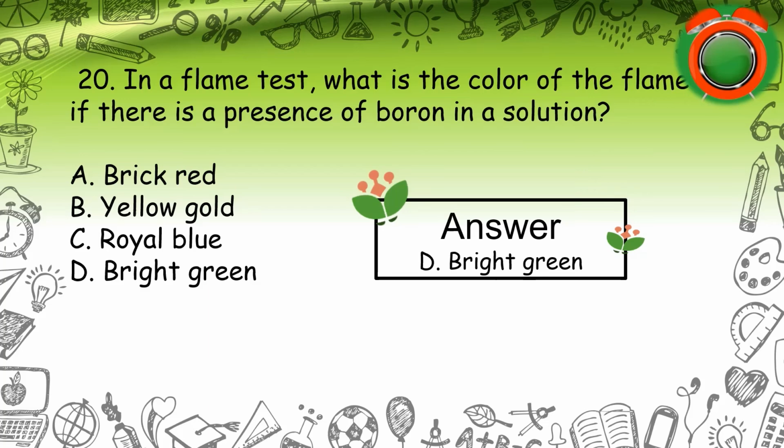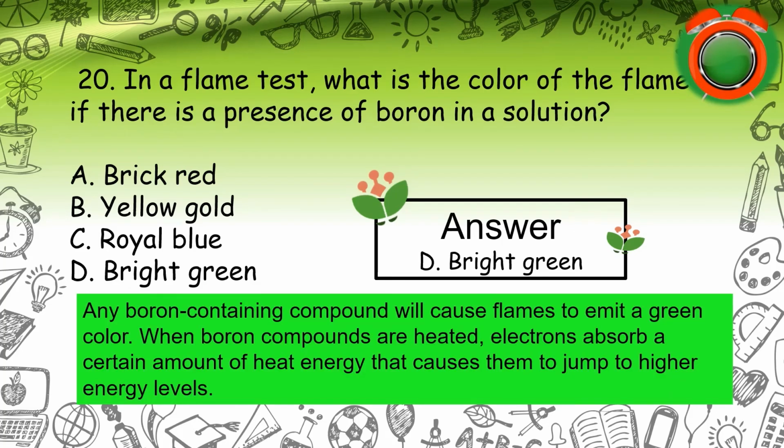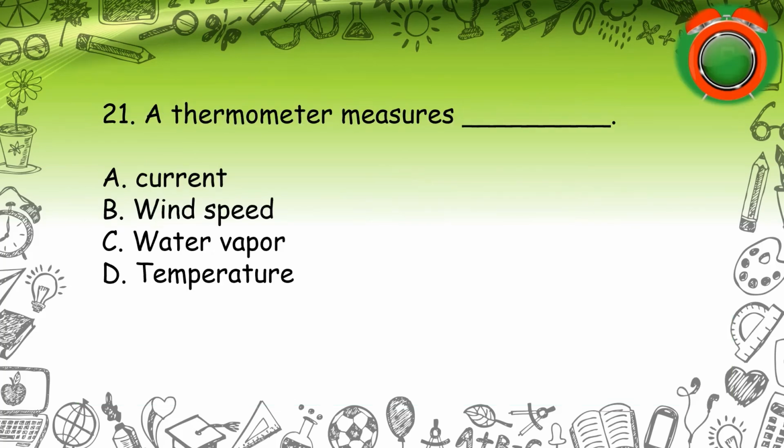The correct answer is D. Bright green. Any boron-containing compound will cause flames to emit a green color. When boron compounds are heated, electrons absorb a certain amount of heat energy that causes them to jump to higher energy levels.